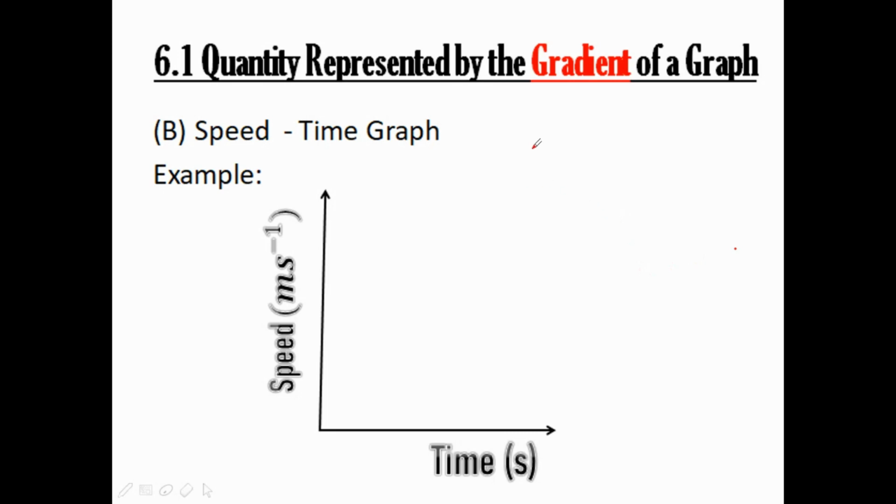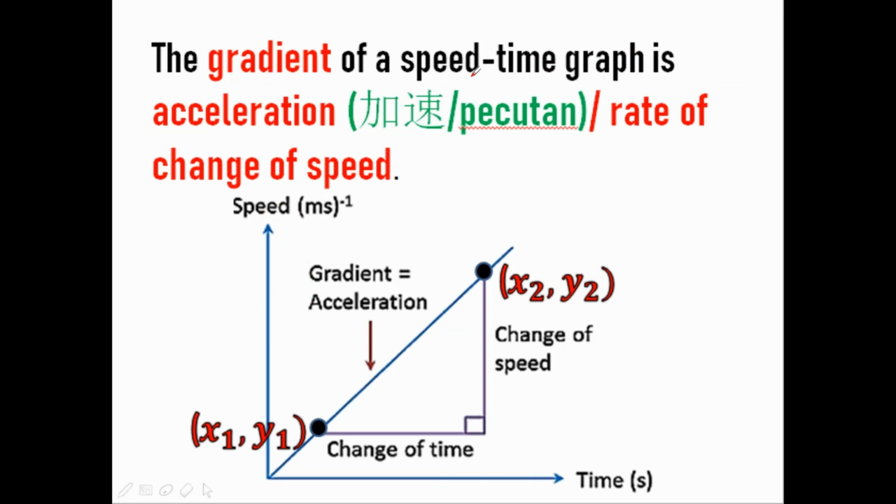This is the second graph that we need to learn: the speed against time graph. Okay, so for the y-axis, you will have speed. For the x-axis here, you will have time. The unit for speed is meter per second, the unit for time is second. The gradient of a speed against time graph is acceleration, or we can call it the rate of change of speed. Okay, so this is the graph of speed against time.